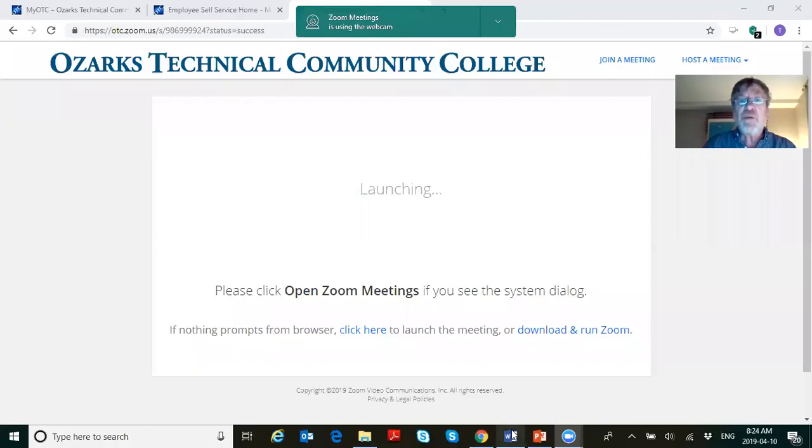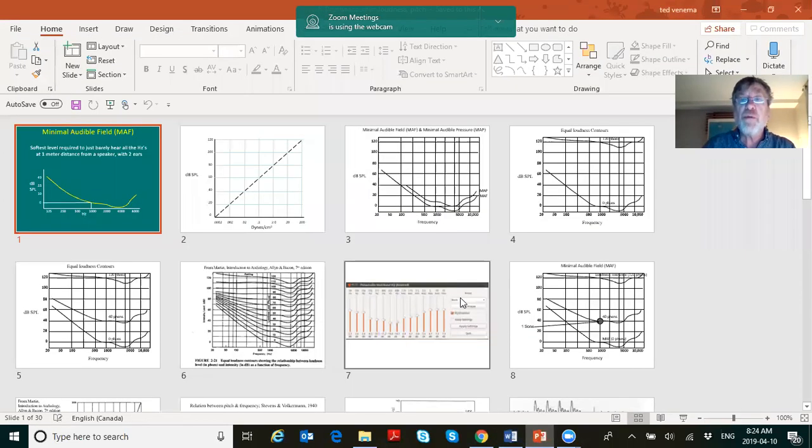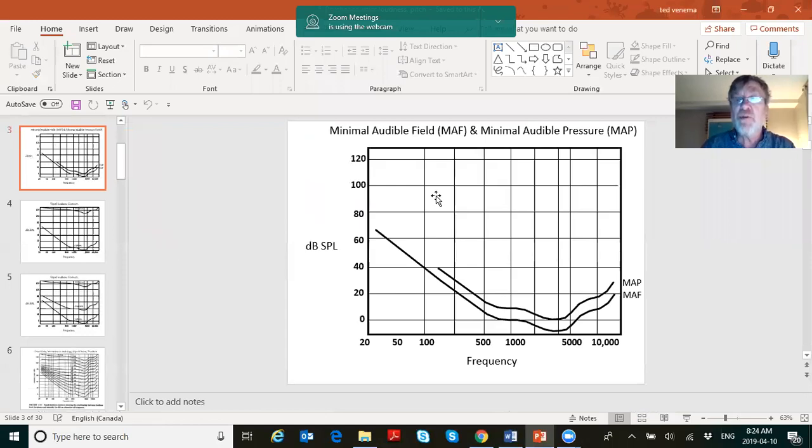Okay, share screen. When we look at our notes here, last week we covered phons. Phon curves, equal loudness curves. Equal loudness curves would be shown by things like this. Minimal audible field, minimal audible pressure. We know what these things are. No need to go over them today.